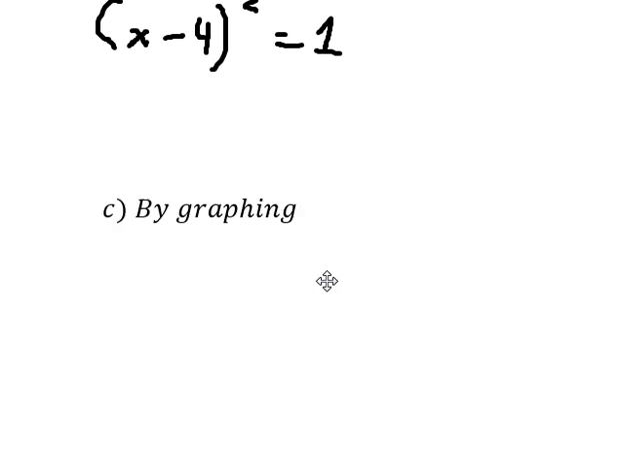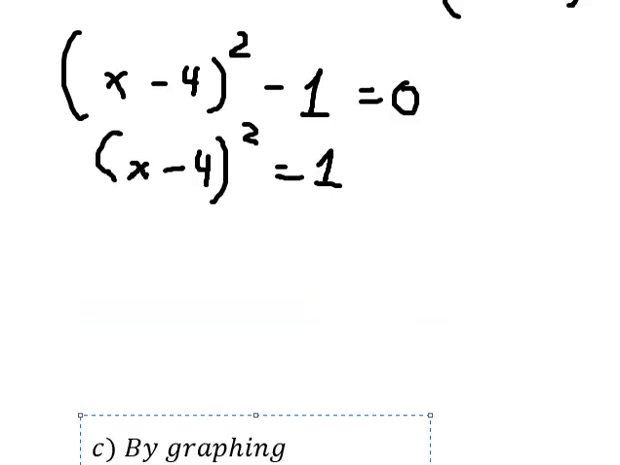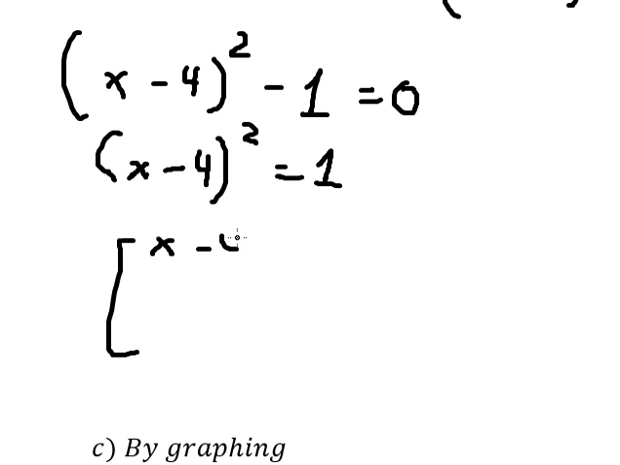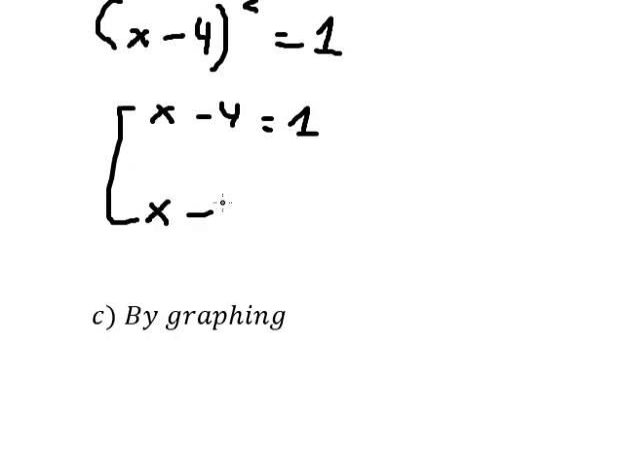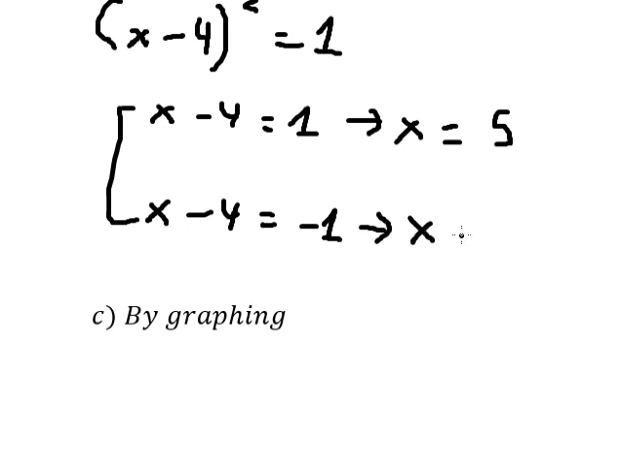Now we put the square root for both sides, and we have s minus number 4 equals to number 1 and s minus number 4 equals to negative number 1. So we put negative number 4 go to the right. So positive number 4 plus 1, we have number 5, and positive number 4 minus 1, we have number 3.